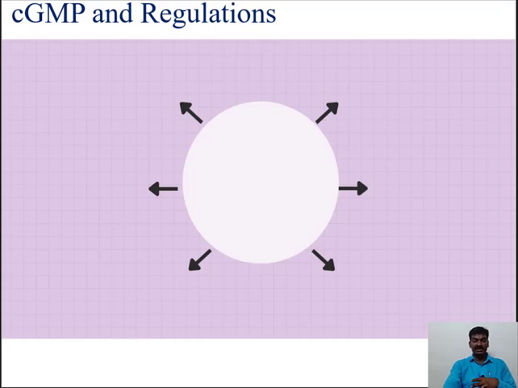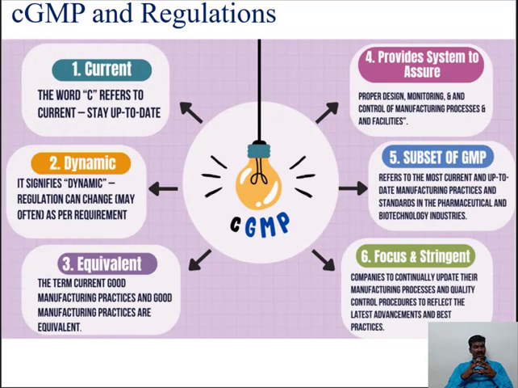cGMP and its regulations. Let us see what this C stands for. Actually, this C refers to current, that is, it says stay up to date. Let me take you through an example in my next slide. But before that, let us go through this completely. That C refers to dynamic. It signifies that the regulations can change as per requirement. And the terms cGMP and GMP are equivalent. Let us see what it is in the next slide.